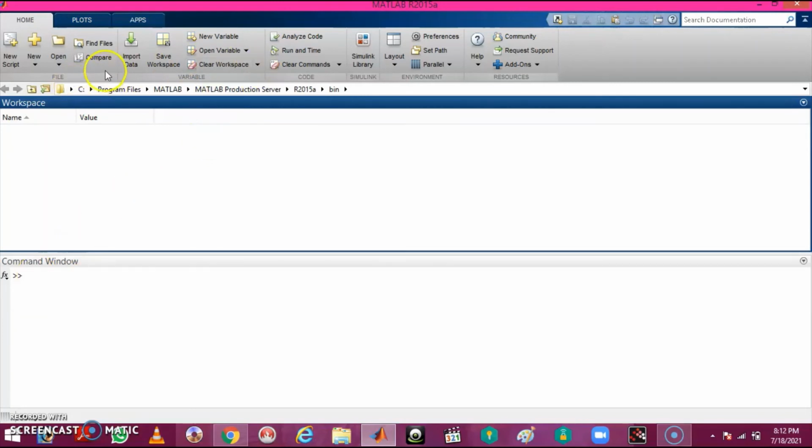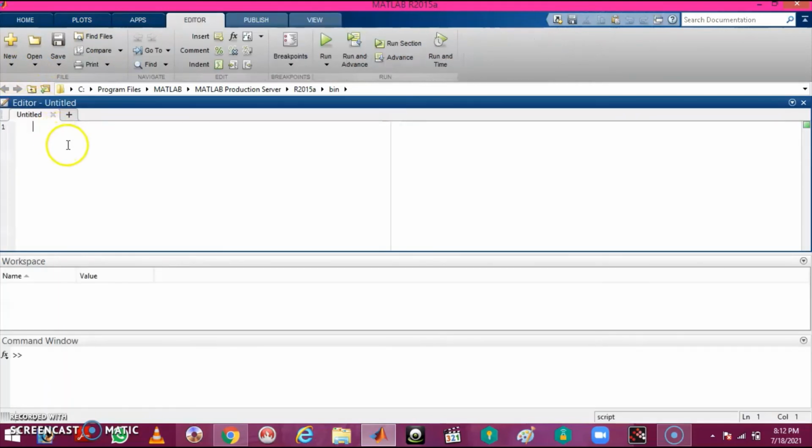Now first I am going to open an editor window. So an editor window is opened. Now in this window I am going to type the program. The first program is the AM and its spectrum. So first I am giving clc, clear command window. Then clear all, then close all.